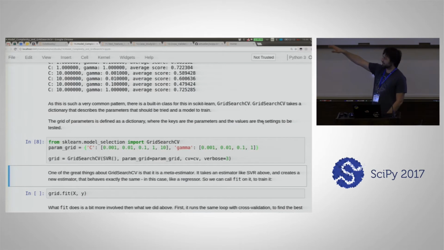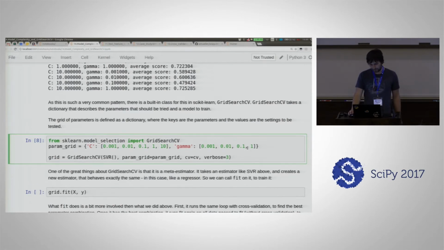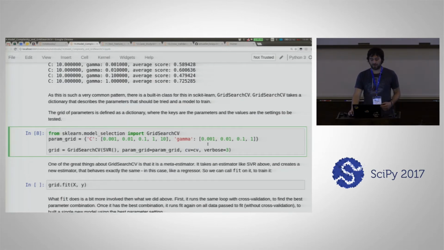So the way this works is you instantiate the GridSearchCV with the model for which you want to adjust the parameters, and then a param grid. And the param grid is a dictionary which has as a key the parameter names. So for the support vector regression, we have C and gamma. And then as values, all the different parameter values you want to try. And what it does is it searches the product space of these two, so all possible combinations. And then you can also specify a cross-validation method. So here I think we did just KFold. And we tell it to be verbose so we see what's happening.